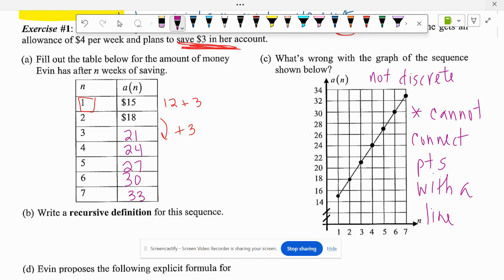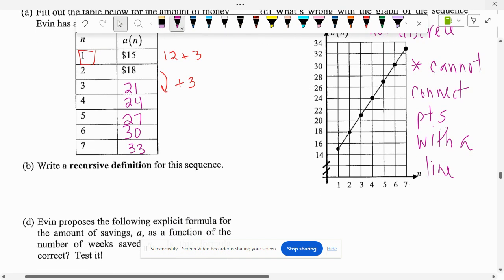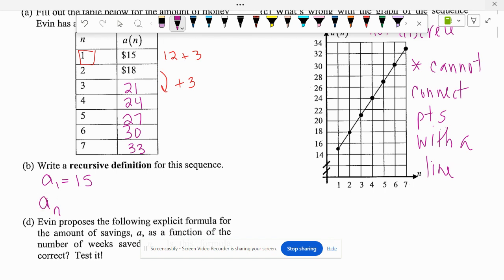It says write a recursive definition. So if we want to write a recursive definition, we have to start with the initial value. What is the initial value of my function? What is a sub 1? It's 15. The initial value is 15. So then I say, well, that means that a sub n equals the term that came before a sub n. How do I show that?